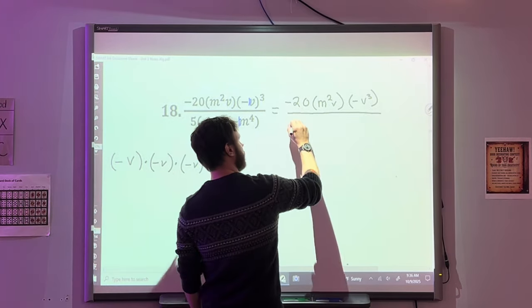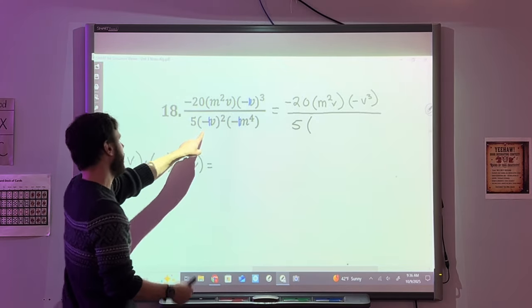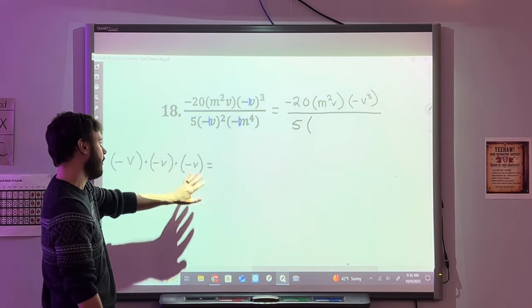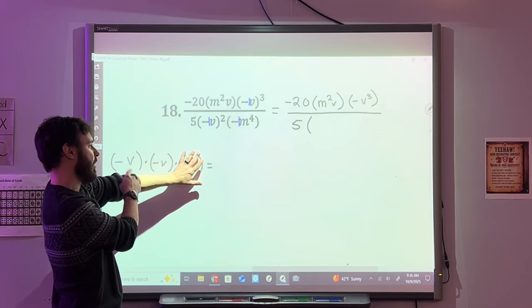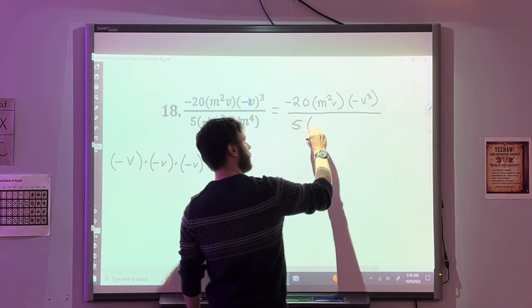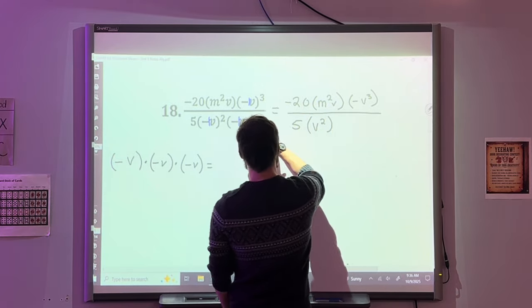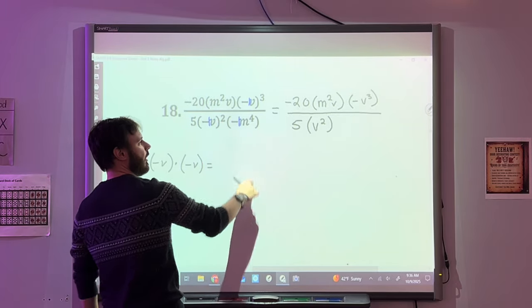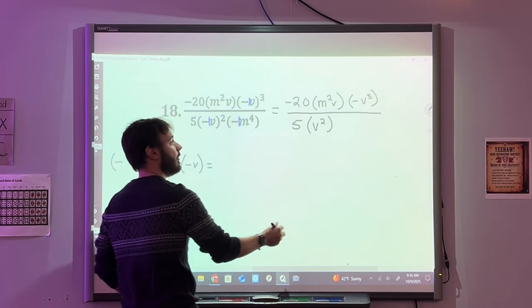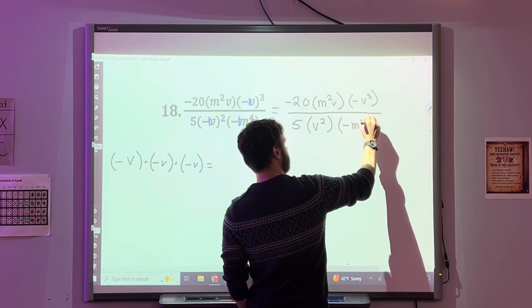Is 5. I like that. Okay, this one here is negative v squared. So I don't have this third one, it's just negative v times negative v. That's going to be positive v squared. And then this one, this exponent's already on the inside, so I don't have to do all of this stuff to the m. Only when it's on the outside do I have to do that. So here is negative m to the 4.